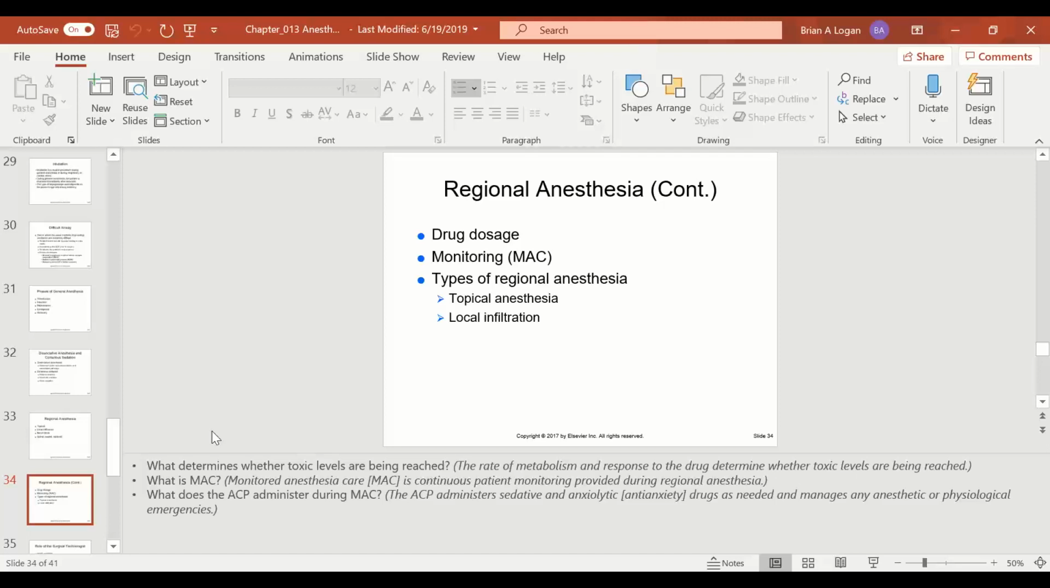So during these regionals and MACs, it does not have to be an anesthesiologist in the room. It doesn't even have to be a CRNA. It can be just a regular registered nurse from the OR that's had an in-service or some training on monitored anesthesia care.